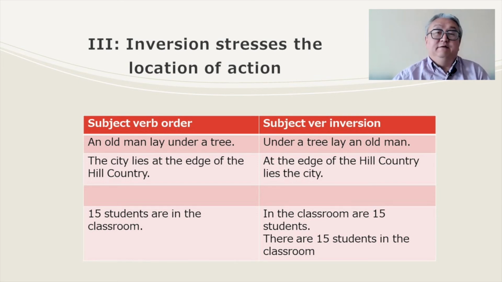For example, if you say 15 students are in the classroom, this is the normal order. Who? 15 students, right? An action or state of being, are. Where? In the classroom. So you could also go backwards, right? You could tell me where: in the classroom are 15 students. And that sentence you can change into there are 15 students in the classroom. So now we realize that there are structures is a very simple subject-verb inversion case. It belongs to the case when you report the location of the action first.